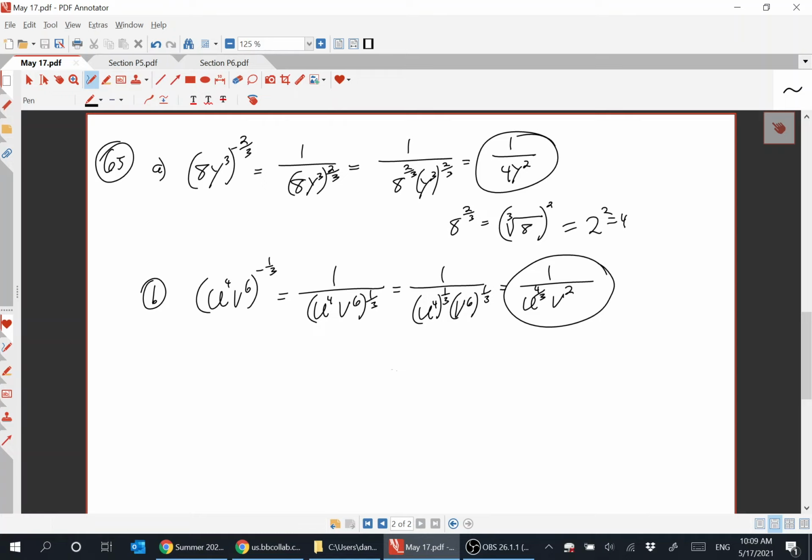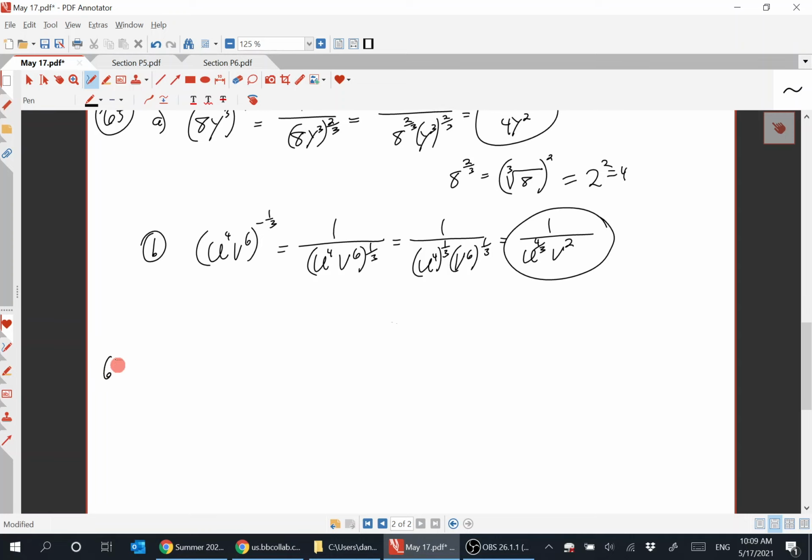Okay, so let's do something. 67. We've got part A: (x to the minus 2/3 over y to the 1/2) times (x to the minus 2 over y to the minus 3), all that to the 1/6. Let us take the exponentiation and distribute it over the division.